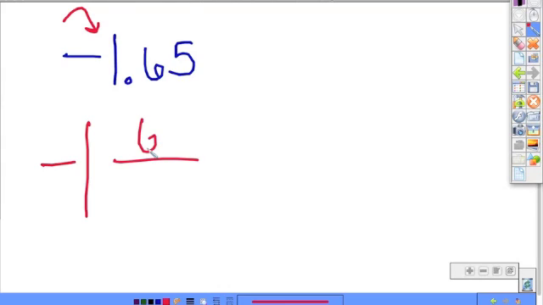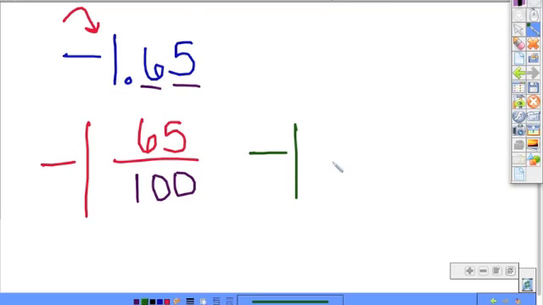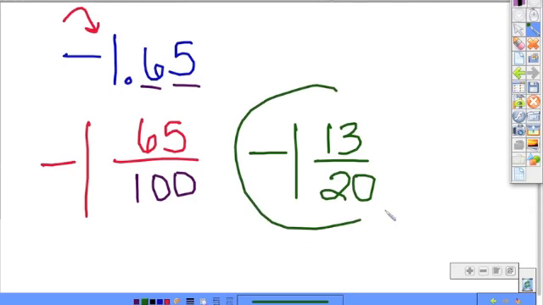Well, we know the 65 is going to go on top, but what goes underneath? That's counting your place values. Tenths, hundredths. So we're going to put it all over 100. Now I need to simplify this fraction. But when you simplify a fraction, you do not change the whole number. So that stays negative 1. And then when I simplify the fraction, I'm going to get 13 over 20. This is my final answer.